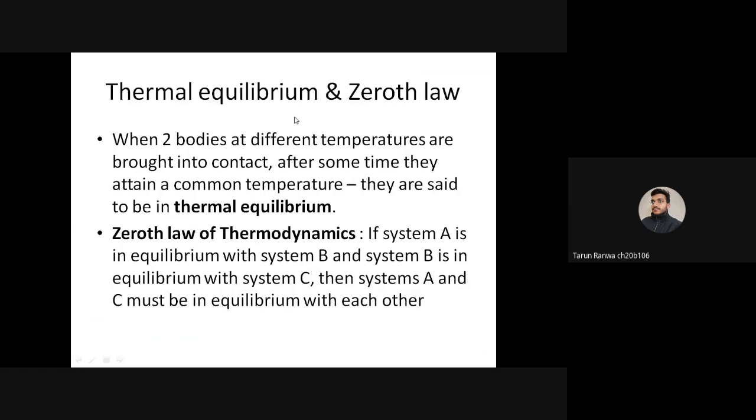Now, thermal equilibrium and the zeroth law. When two bodies at different temperatures are brought into contact, after some time they attain a common temperature. When they attain a common temperature, we can say these two bodies are in thermal equilibrium. And now the zeroth law: if system A is in equilibrium with system B, and further system B is in equilibrium with system C, then directly we can say system A must be in equilibrium with system C.